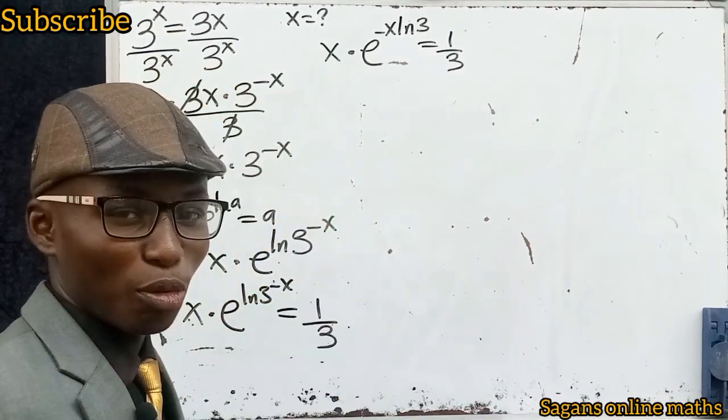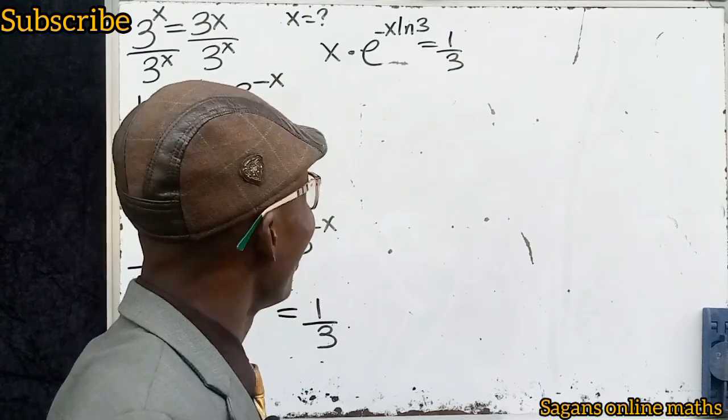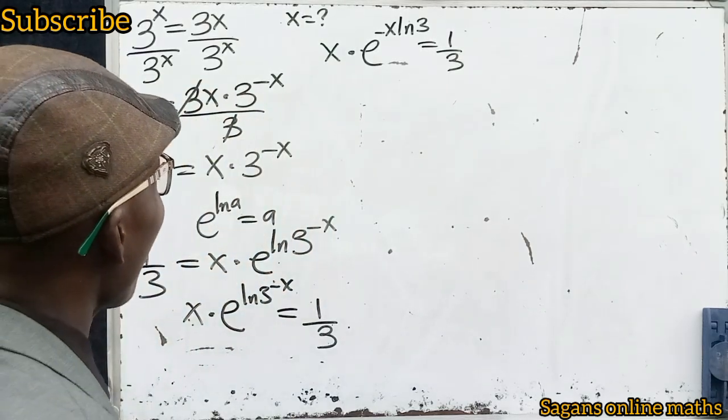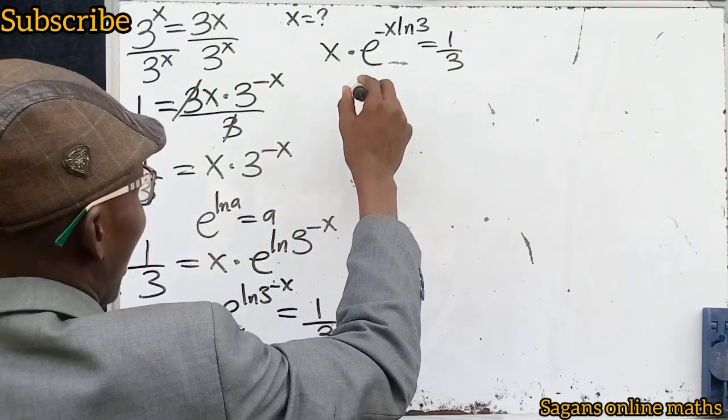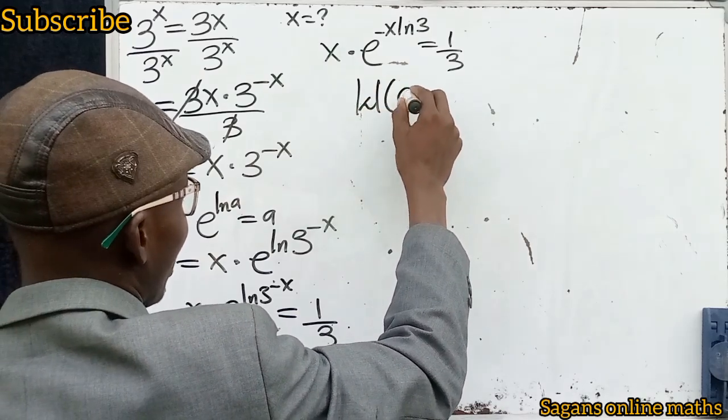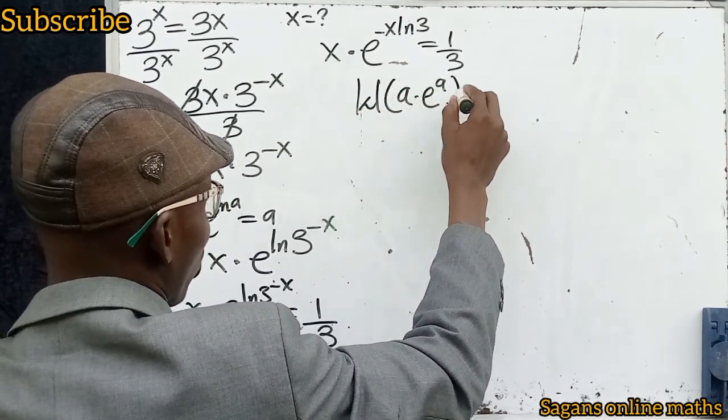But what are we going to do, because we're looking for x? Now, note that the Lambert W function of a multiplied by e raised to a is equal to what?